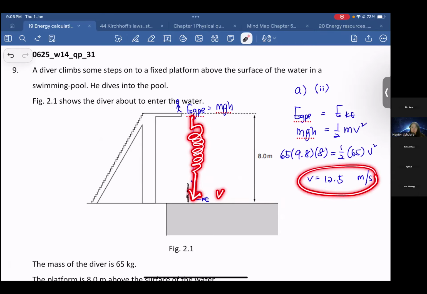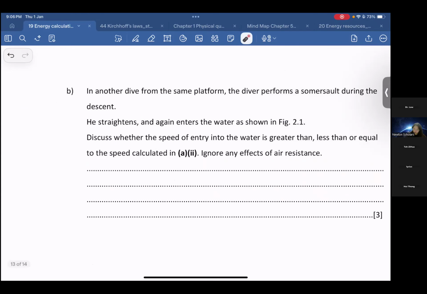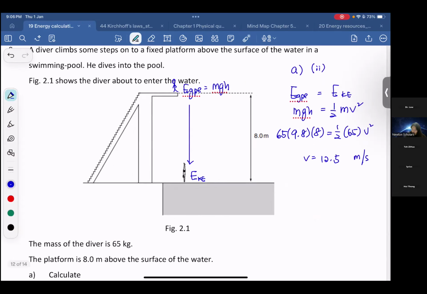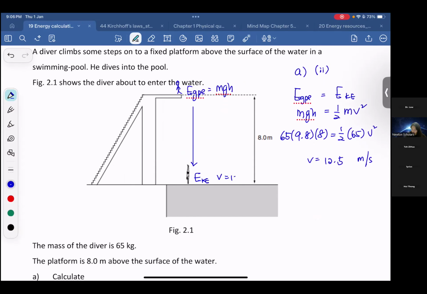Ignore any effect of air resistance. Again, they mentioned "ignore." So what do you think? Speed of entry. Just now we calculated 12.5 meters per second. Right now, the performance: as he falls, then after that, he straightens again and then hits the water. So Zihua says less than, because of the thermal energy. No. Any others?